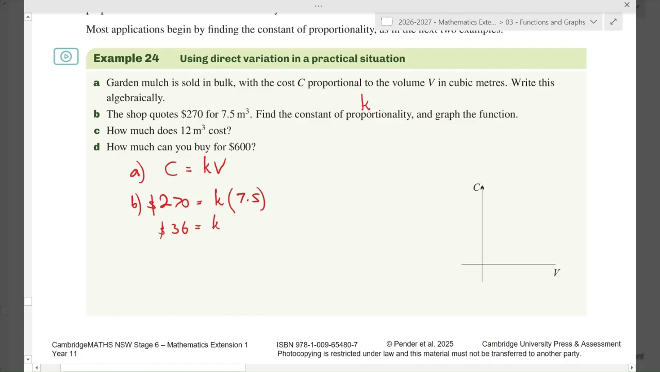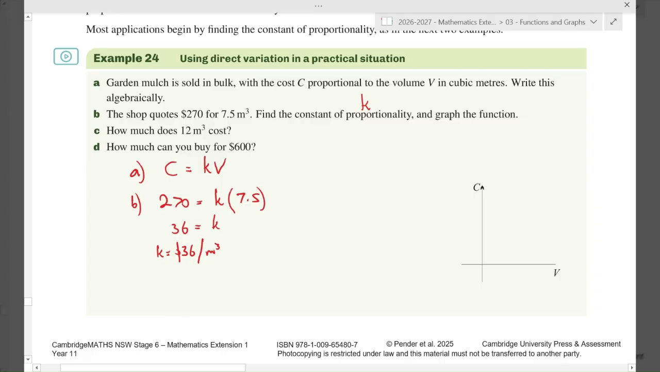So we've got K equals 36. I'm going to get rid of the dollar sign at the moment because it doesn't make much logical sense, because K isn't $36. K is 36. That's just what it is. Okay, but what does that actually mean? It means K equals $36 per cubic meter. Because when we divided by 7.5, we actually went down to 1. It's the unit. So K equals $36 per meter. Everyone happy with that?